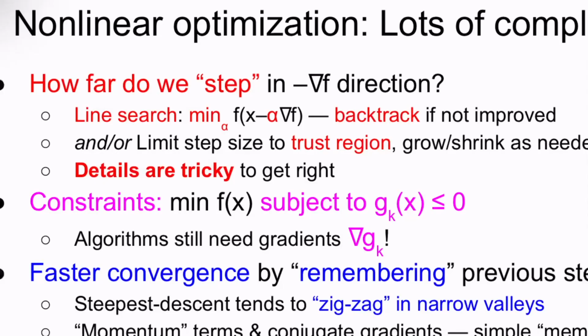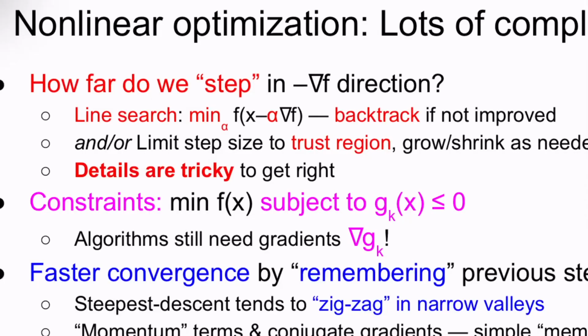Another thing is you have something called a trust region. You have some notion of how big a step you're allowed to take, and you basically optimize within this region using a linear approximation. And then the tricky part is, how do you decide how big the trust region is as you go along? You might want to grow it or shrink it. And it turns out this is really tricky to get right.